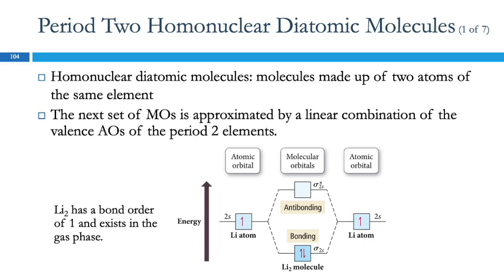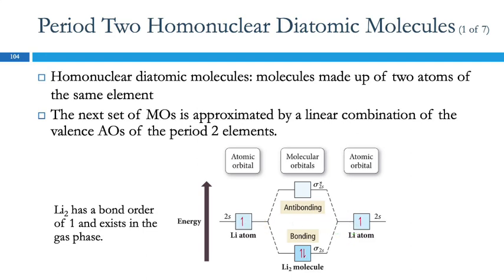So we're getting into period 2. Now we did period 1, hydrogen and helium. Period 2, we've got lithium. And we're just going to look at the valence electrons here. So we have 1 electron in the 2s orbital for lithium, and this one also has 1 electron in the 2s orbital. That's the orbital diagram that we know and love, or maybe that we're okay with.